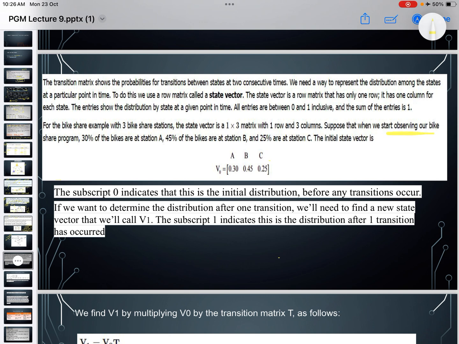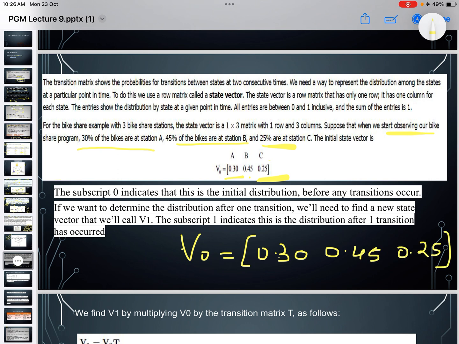Suppose that we start observing our bike share program. 30% of the bikes at station A, so 0.30. 45% at station B, 0.45, and 25%, 0.25, at station C. The initial vector will be V0 equal to 0.30, 0.45, 0.25. This will be your initial vector. The subscript 0 indicates that this is the initial distribution before any transition occurs.